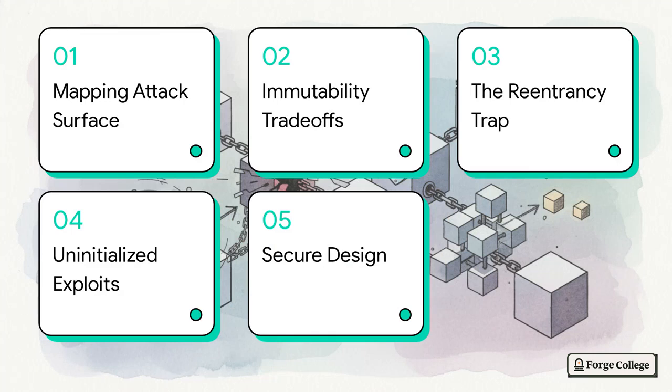First, mapping the attack surface. Second, the trade-offs of immutability versus upgradeability. Third, the dreaded reentrancy vault trap. Fourth, uninitialized exploits. And finally, wrapping up with some rock-solid secure design principles. Let's just jump right in.